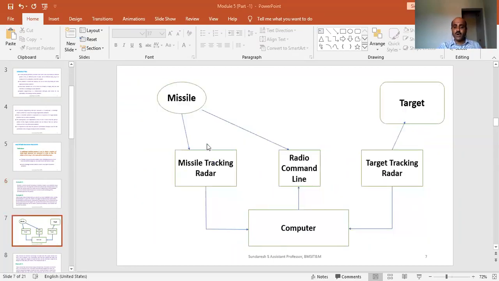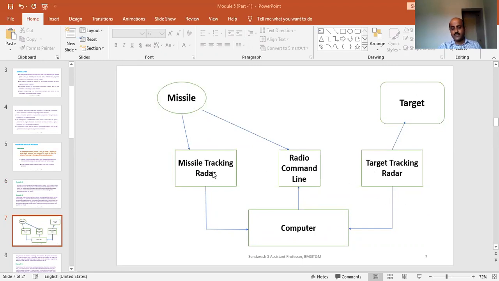This is the diagram we are showing here. This is the missile and this is the target. The missile, which is resting on the launch pad, has to hit the target. There are two radars we are using here. One is a missile tracking radar, and the second one is a target tracking radar.